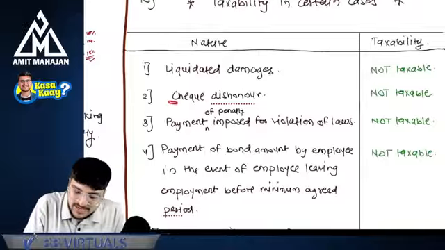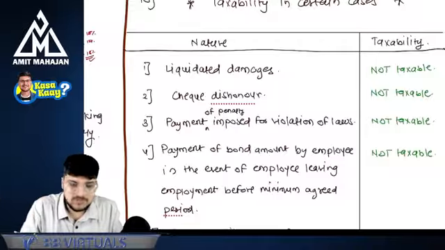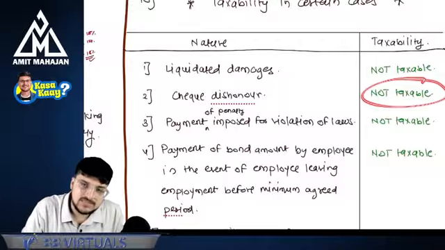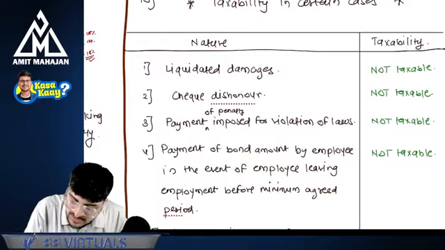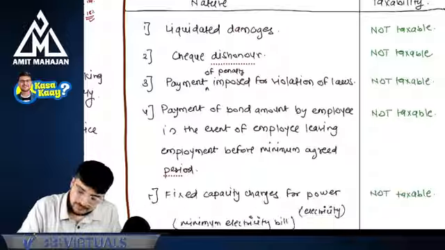Okay. The second one is check dishonor. If there is any sign mismatch, the bank will charge a certain amount, so the check will get dishonored. It is not taxable. Payment of penalty imposed on violation of laws: if you violate any law and you have to pay the penalty, no GST on that.